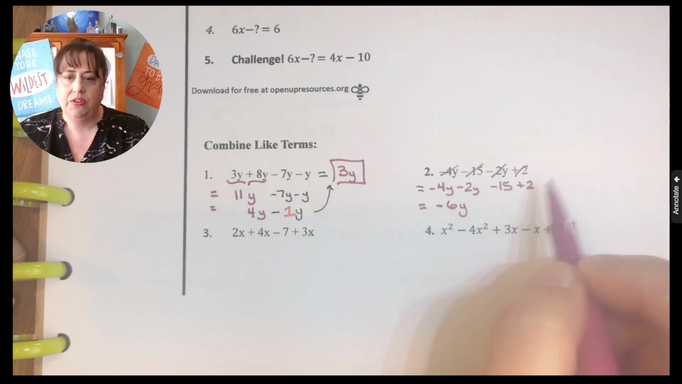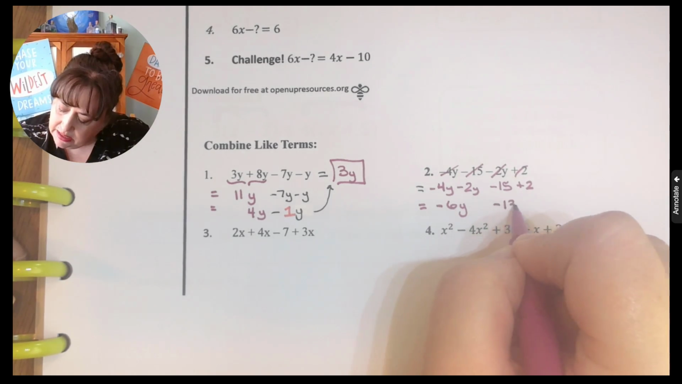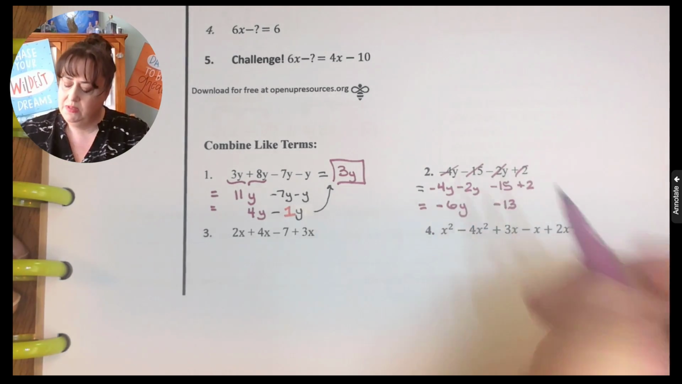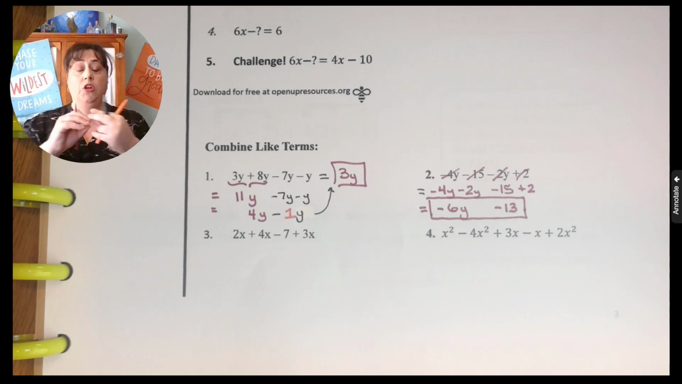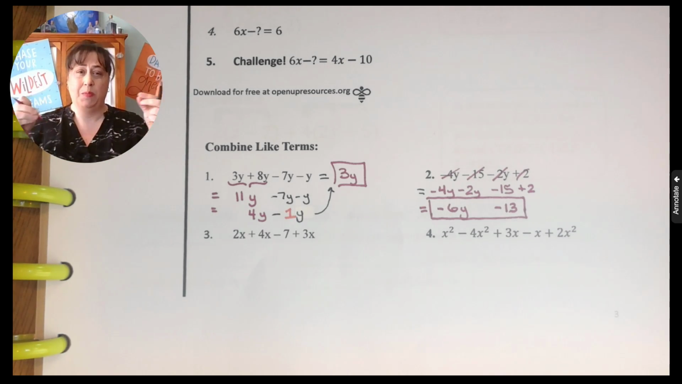Negative 15 plus 2, that's a negative 13. Those are not like terms. We're done. So when you're doing problems like this, you want to put your like terms together. You want to put them in the same place. And then you kind of get to separate them out into 2 different problems that you're writing on the same line. Kind of cool. Takes a little less time.